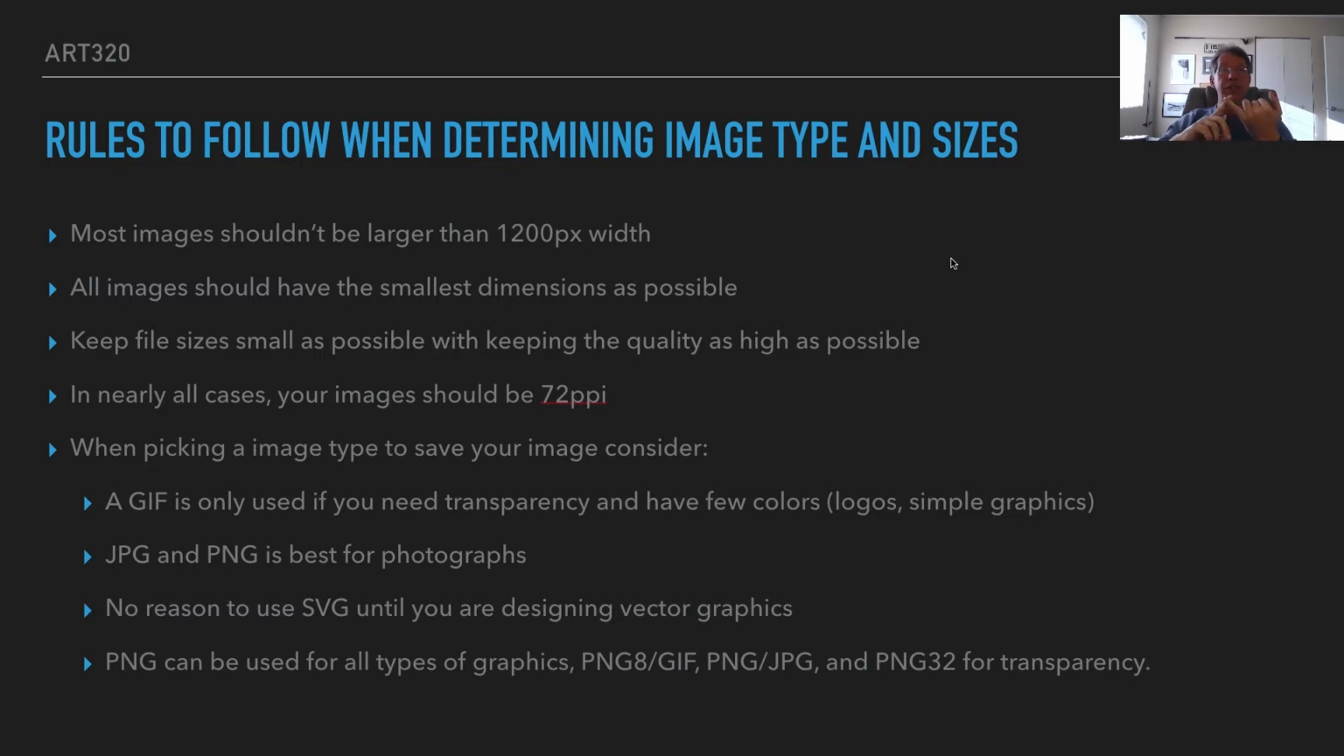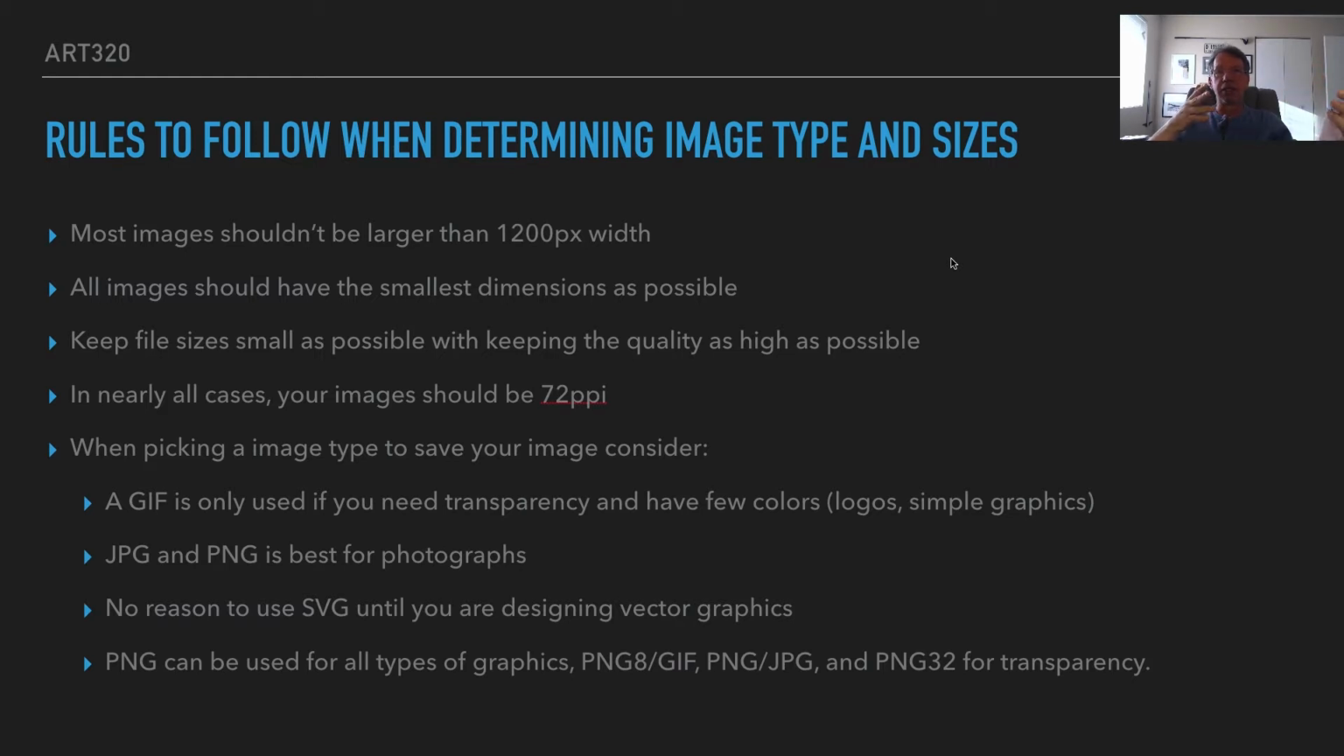First of all, most images shouldn't be larger than 1200 pixels width. If you imagine that your web page that you're building is 1200 pixels wide, that's how big the browser needs to be for your web page to be fully seen. You don't need an image that's 1300 pixels wide. Does that make sense?